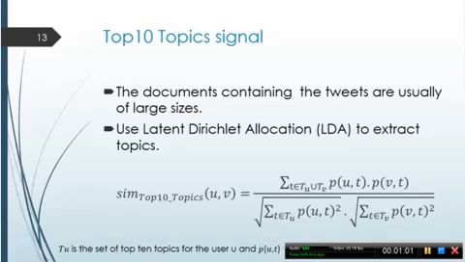Top 10 topic signal. Logically, similar users must have similar tweet contents. We search for a content signal that provides us with a general overview of the user's tweets without the need to handle the large sizes of the tweets' documents. For this reason, we use latent Dirichlet allocation to extract topics within the tweets coupled with the proportion of each topic found in a document. Then we apply the cosine similarity between the examined and candidate users' topics.